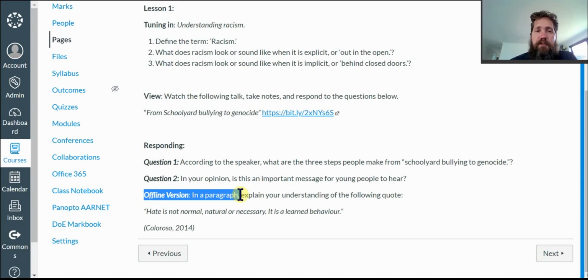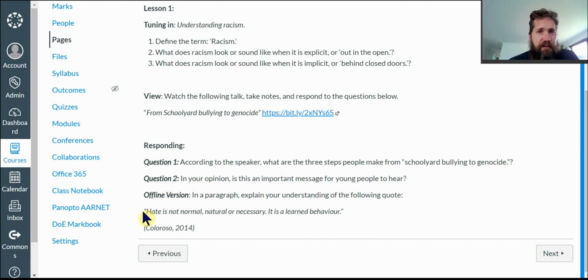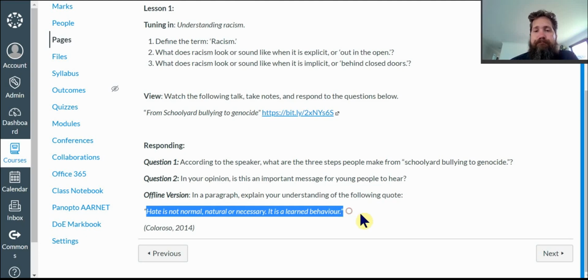And for those learning offline, in a paragraph explain your understanding of the following quote, which is from the talk itself. Hate is not normal, natural or necessary. Hate is a learned behaviour.